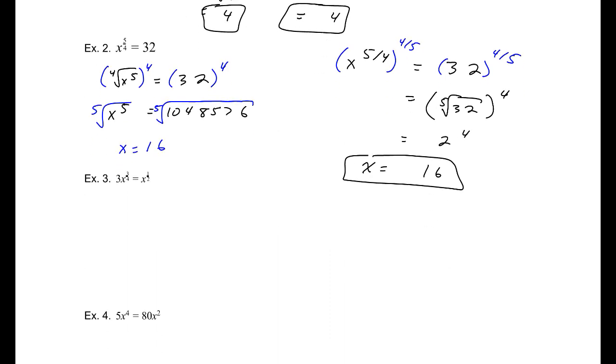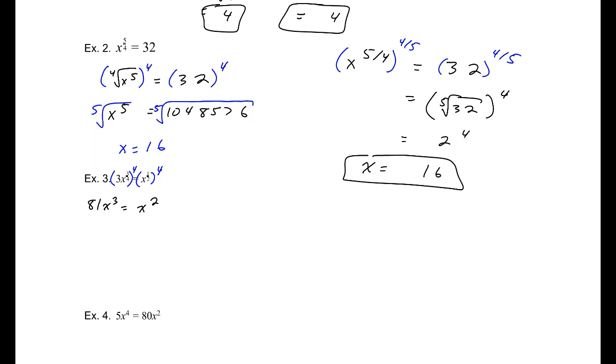All right, number 3. 3x to the 3/4 equals x to the 1/2. Again, you can do this two different ways. What I'm going to do is raise both sides of my equation to the 4th power. Now I'm going to multiply exponents there, so this will be 81x cubed equals x squared. Now it's just a cubic equation, which I can solve by factoring.